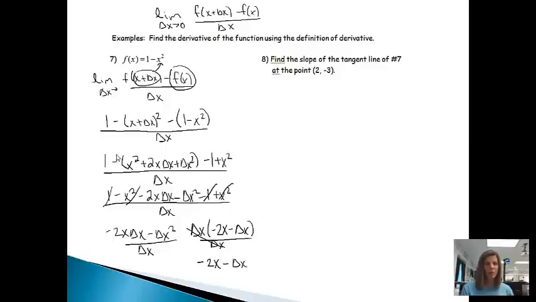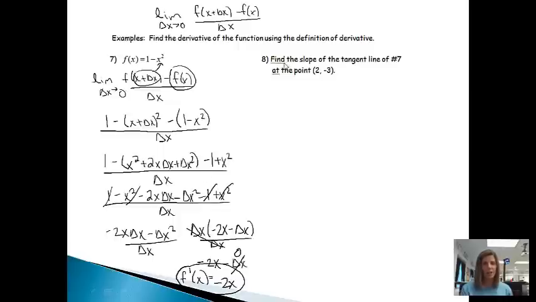Please remember, way up at the top of the problem, whoops, I forgot to put a 0 there, our goal was to find the limit as delta x approaches 0. So now I'm going to let delta x approach 0. When I do that, I get negative 2x. And so I have just found that f prime of x, the derivative of the function, is equal to negative 2x. Voila, wasn't that fun?